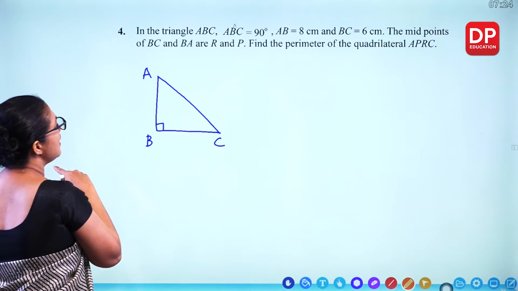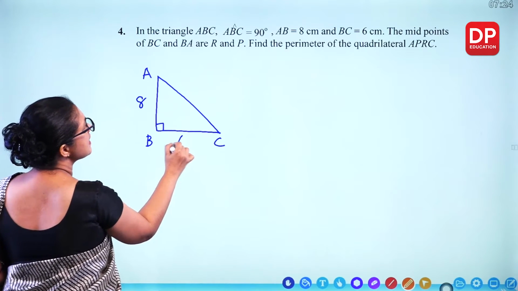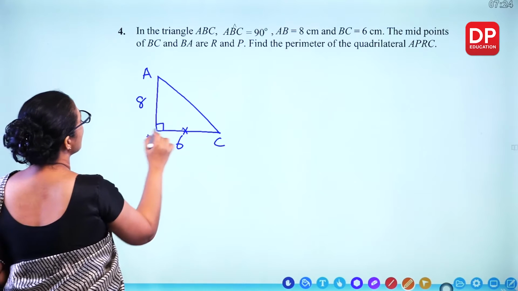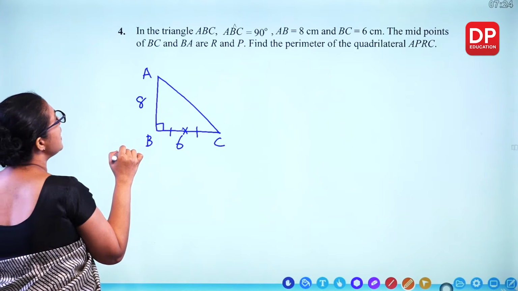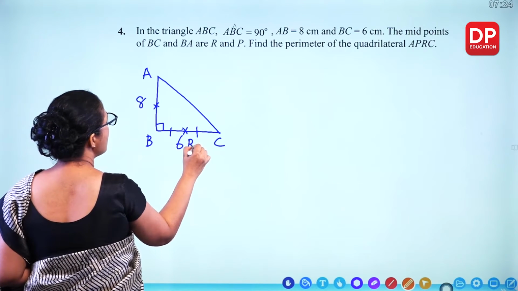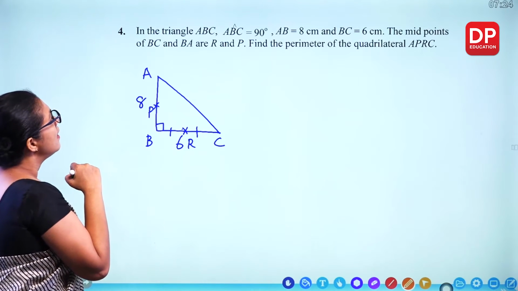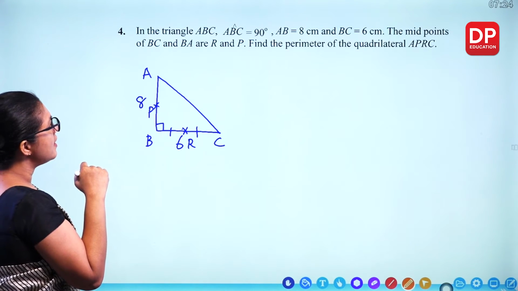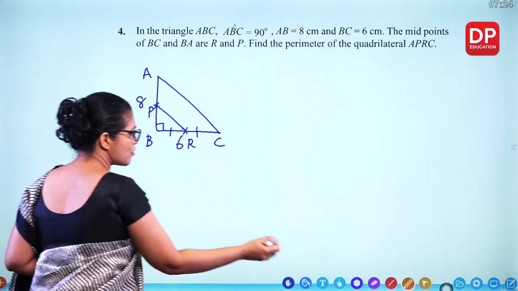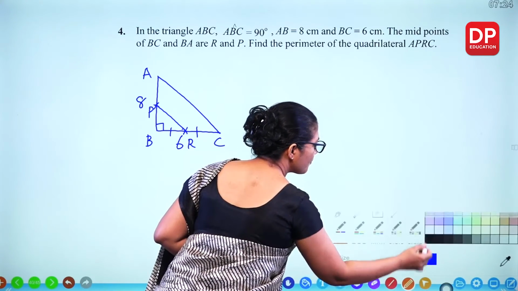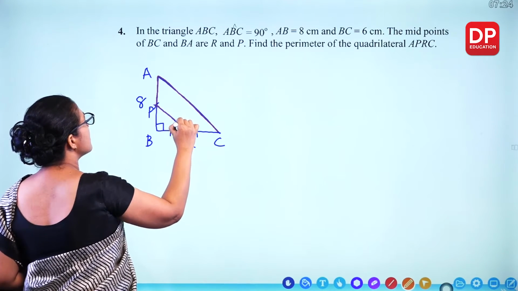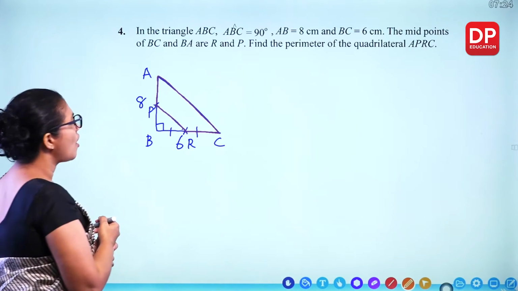Triangle, B is 90. AB 8. BC 6. The midpoints of BC and BA, R and P. So this is R, this is P. Find the perimeter of the quadrilateral APRC. APRC, this quadrilateral. So we need to find out the perimeter of this quadrilateral. So how do we do that?